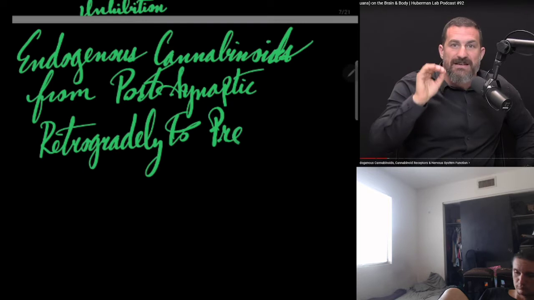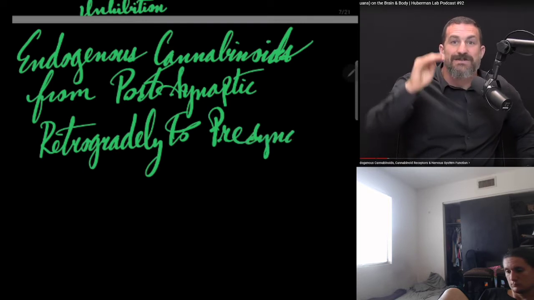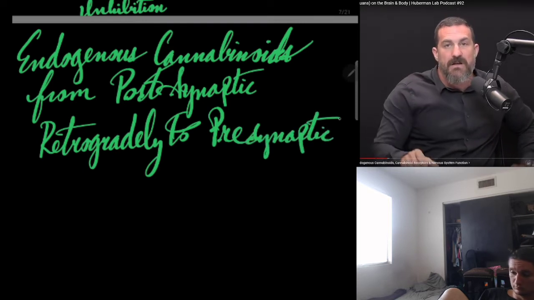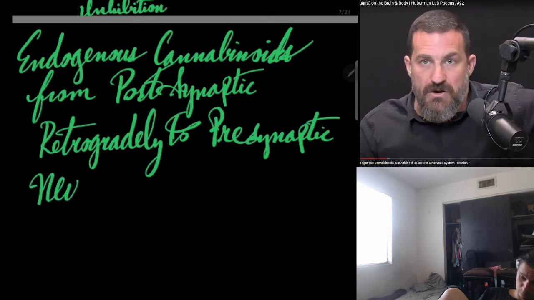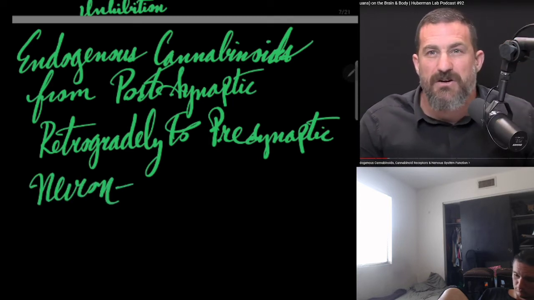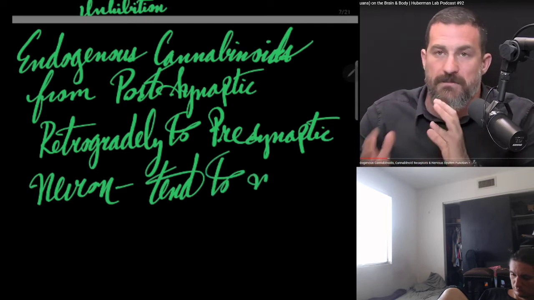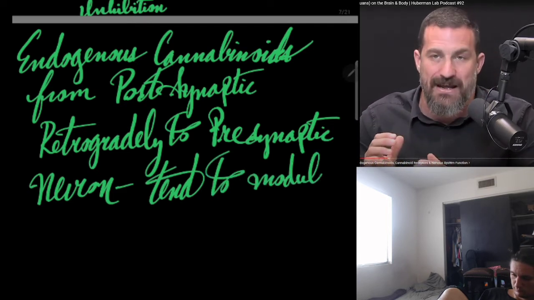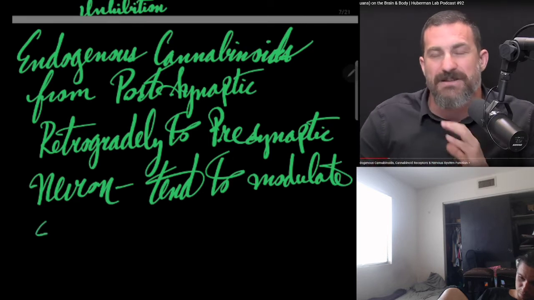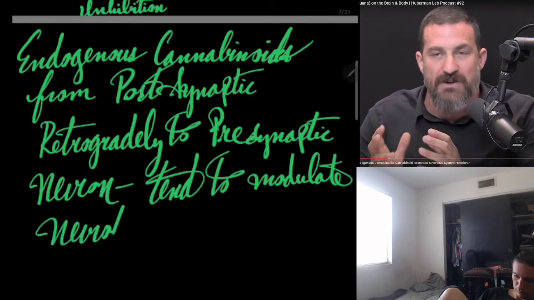Put simply, endogenous cannabinoids tend to decrease the probability that a neuron will release neurotransmitter. They are sort of a brake on the system. They are a way of shutting down the communication between neurons, regulating it, not to make it completely quiet, but to adjust the levels with a lot of nuance.